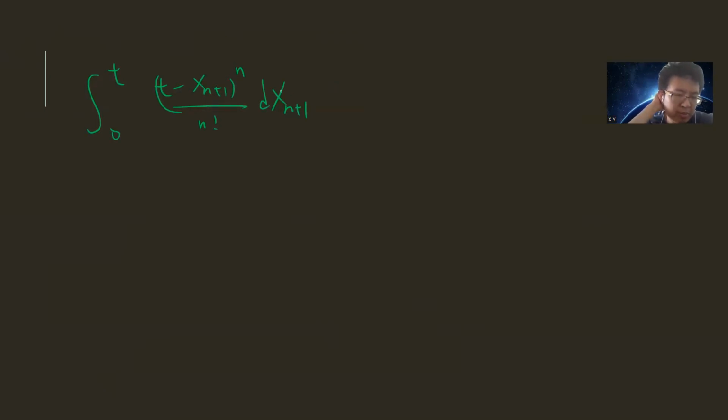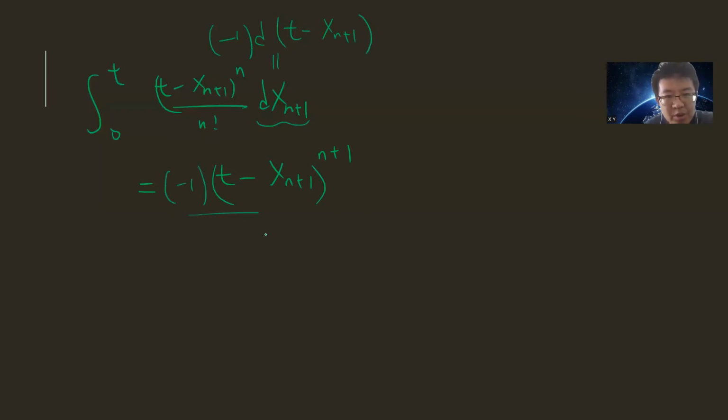You can easily do this. It just becomes (t minus x_{n+1}) to the power n plus 1, because when you integrate these terms there is a minus 1 term here. So it becomes t to the n plus 1 over (n plus 1) factorial. Proved.